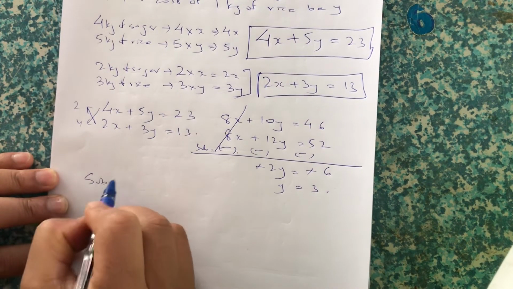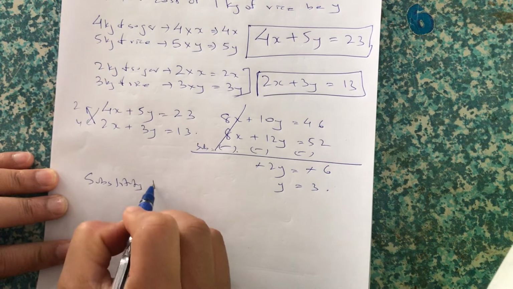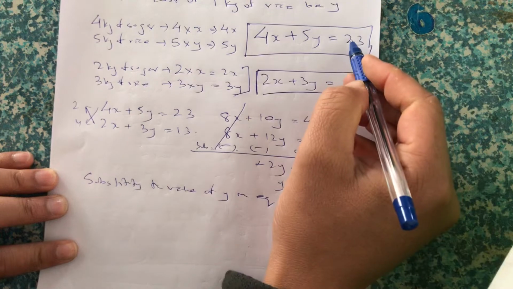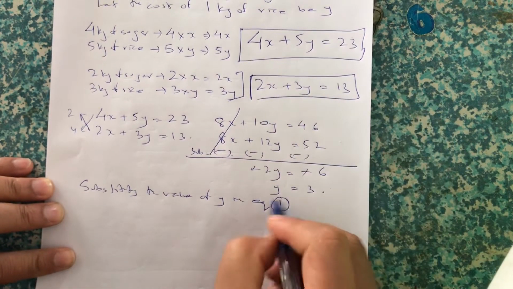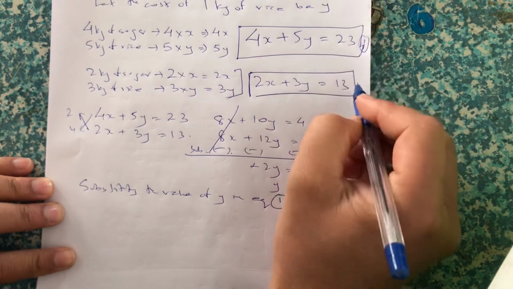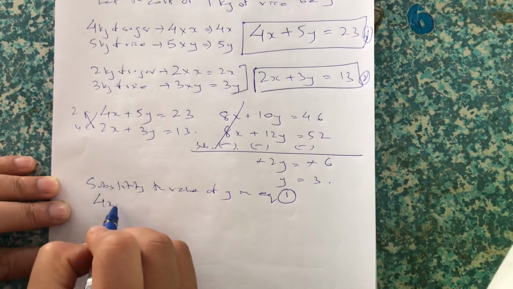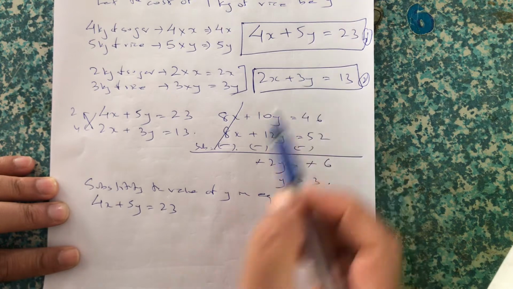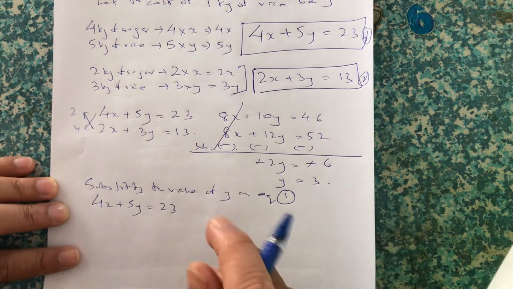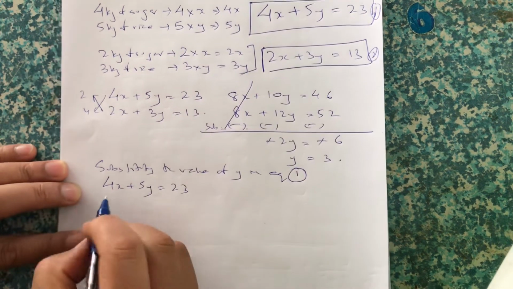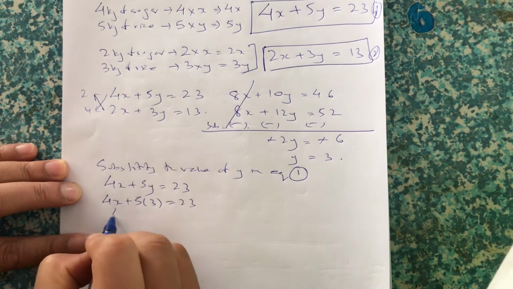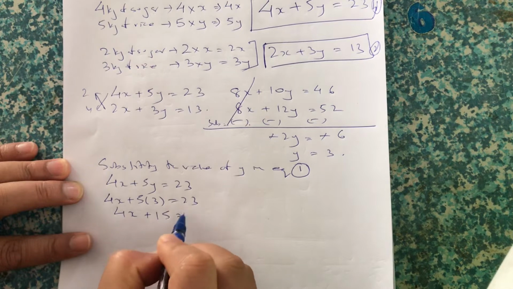And then substituting the value of y in equation, you can substitute in equation 1, equation 2, wherever you want. Let's say I consider this as equation 1 and equation 2. So we have 4x plus 5y is equal to 23. This is actually easier, but since most of the time students substitute in 1, I'm substituting in 1. Then I get 4x plus 5 into 3 is equal to 23. 4x plus 15 is equal to 23.